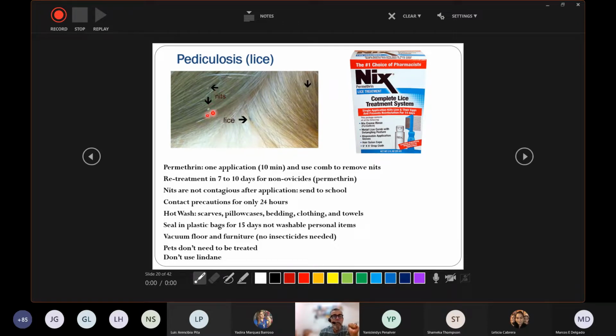So can go to the school. This is in the NCLEX. Of course, the nits need to be removed mechanically with the little comb.